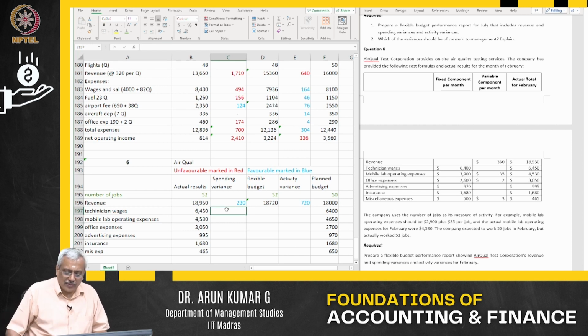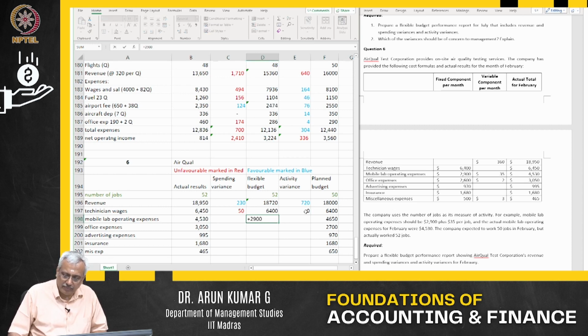Now coming to the expenses, let us look at the expenses. Budgeted expenses in this case is 6,400. I have spent 50 more, you can see that. So the $50 that I have spent is unfavorable in this case. It is fixed, so there is no activity variance. Mobile lab expenditure is 2,900 plus 35 into 52.